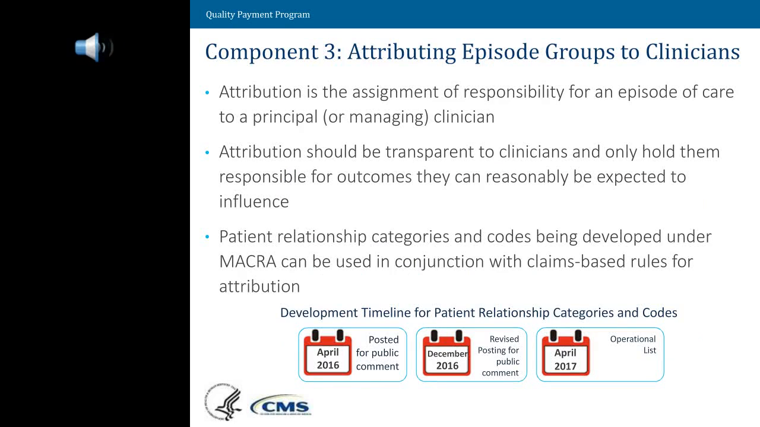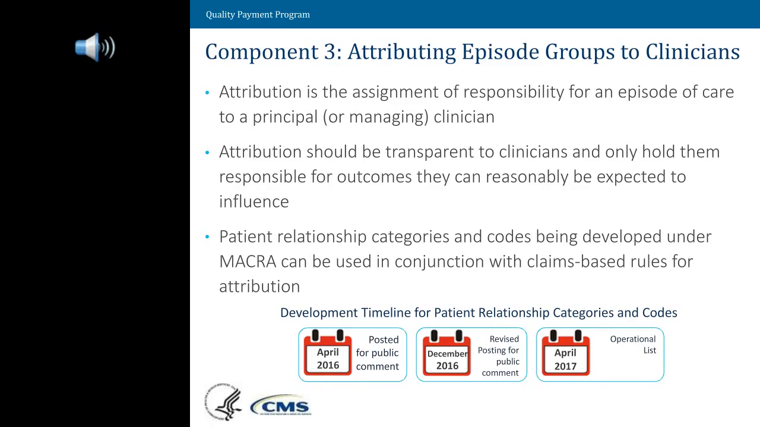The third component of cost measures is attributing episode groups to clinicians. Attribution is the assignment of responsibility for an episode of care to a principal or managing clinician. Attribution should be transparent to clinicians and only hold them responsible for outcomes they can reasonably be expected to influence. Patient relationship categories and codes, being developed under MACRA, can be used in conjunction with claims-based rules to assist attribution.